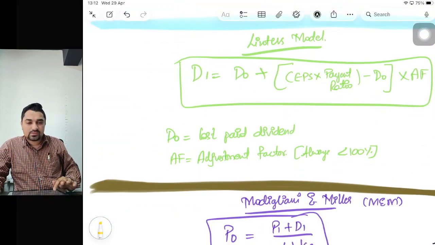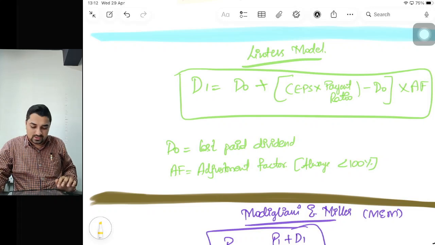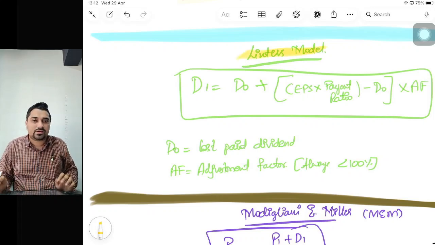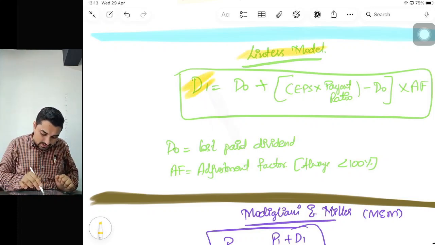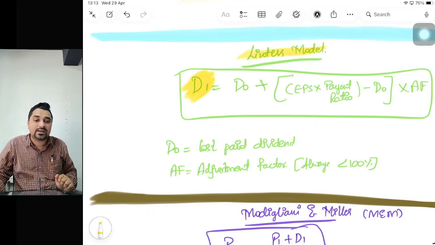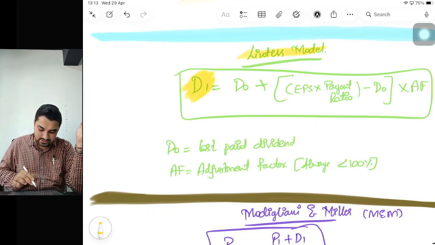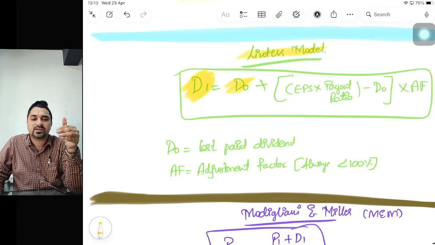Coming to the last one, Lintner's model. One very important difference is that in the first three models you are calculating price P. Here it is the only method where I am calculating D1, the next expected dividend. So how do you calculate D1? D1 means next expected dividend, and D0 means last paid dividend.